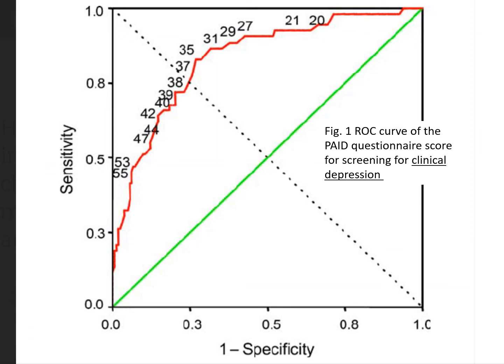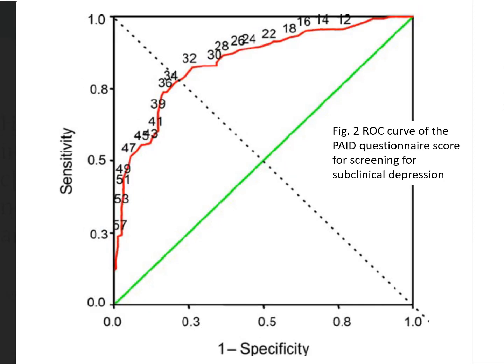So if we plot out the receiver operating characteristic curves, this is what we get if we use it to screen for clinical depression. You can see that there is a curve which is above the 45-degree diagonal, and here there's a dotted line, and you can see on the red line, which is the curve, these are the actual scores from the questionnaire. So we can see that the best value is around 37.5. It's between 37 and 38. That's the best value on the questionnaire to indicate good sensitivity and specificity, and would be used to make decisions, or could be used to make decisions about screening for clinical depression.